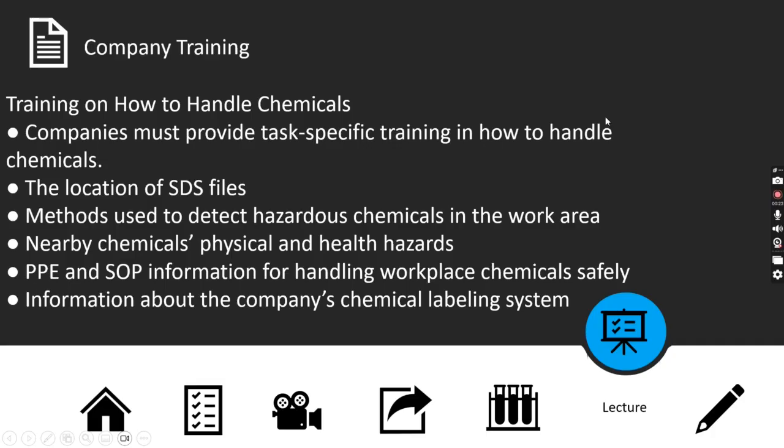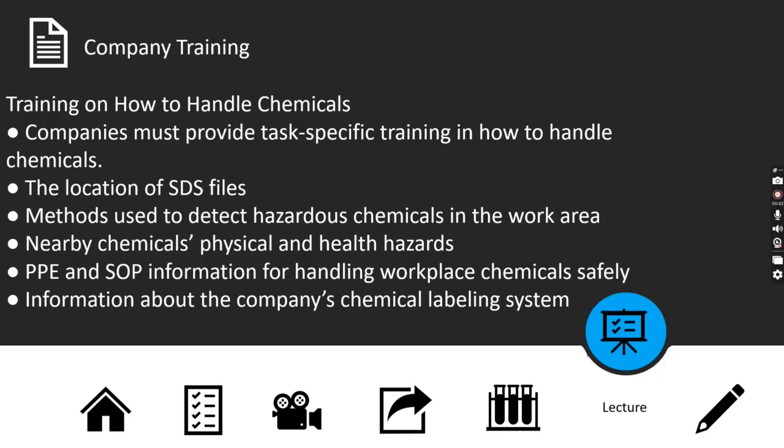Companies are required to train you, and these are the things on the screen that they are required to train you on. You need to know where the SDS files are. You need to have task-specific training on how to handle the chemicals that you're handling. There needs to be methods to detect hazardous chemicals in the work area. You need to know about any physical and health hazards.